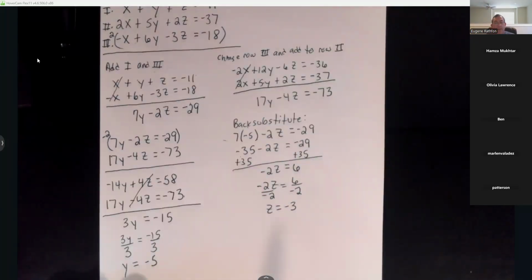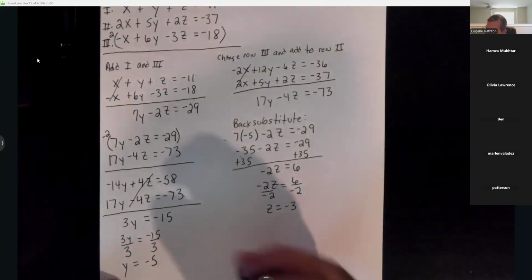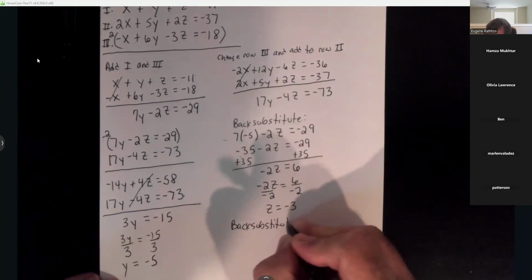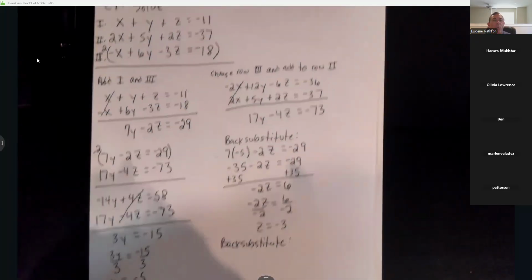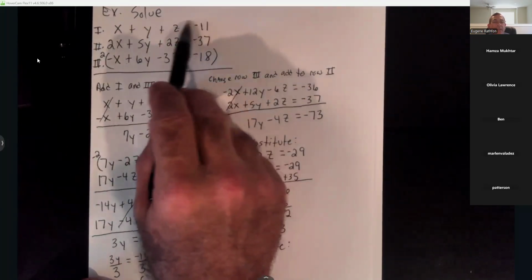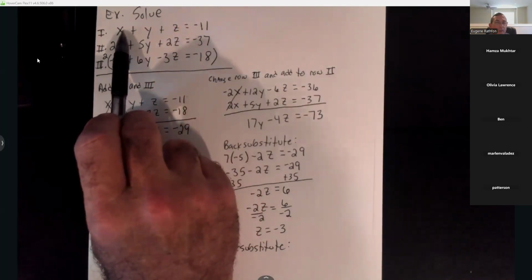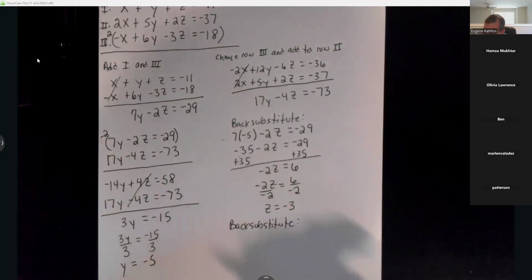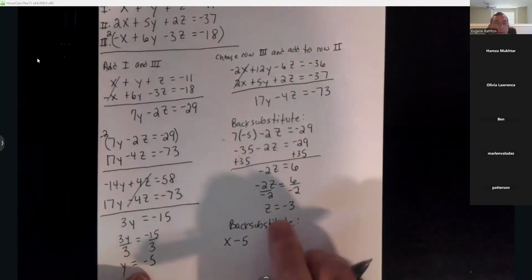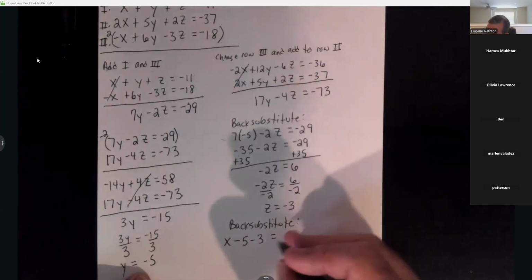Good job. So look here. I know what y is. I know what z is. I'm going to back substitute one more time into one of these three equations. And I'm probably going to pick the top one, looks the easiest. I'm going to plug in for my y, plug in for my z, and solve it for the x, okay? So I got x plus y, which is negative 5, plus z, which is negative 3. All that had to equal that negative 11.